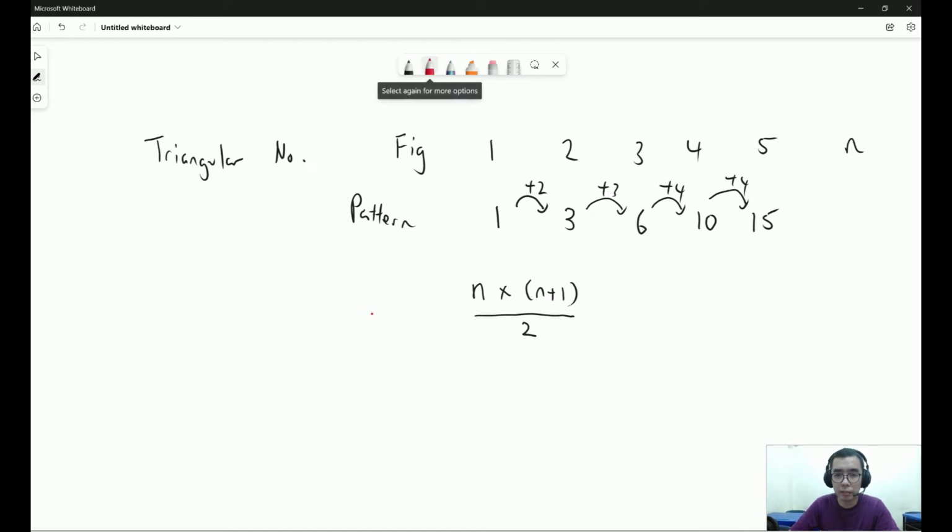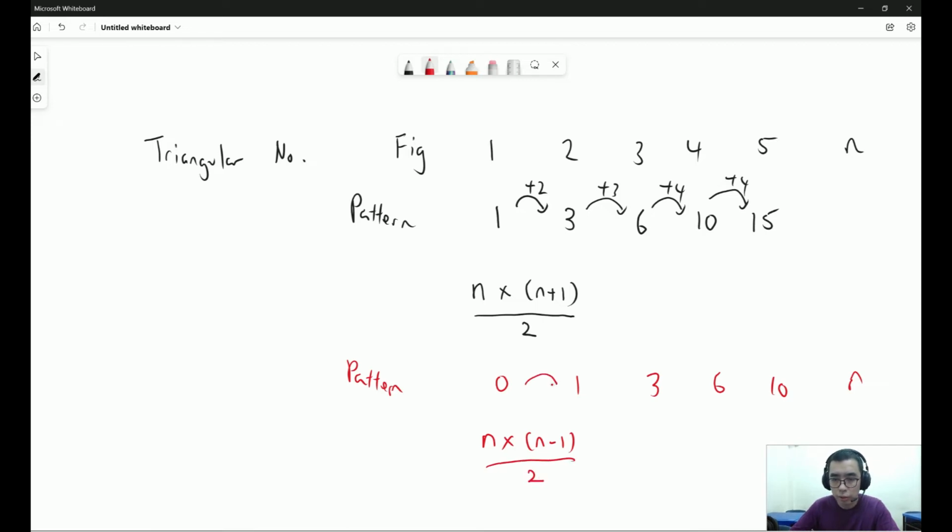Now let me give you other examples. Let's say we have a pattern where for figure 1, maybe we have 0 first. So 0, 1, 3, 6, 10. You notice that it's almost the same as the previous pattern, just that it starts with 0 instead of starting with 1. The general form for the n-th term will be n times (n minus 1) over 2. If you look at what happened, there is always an incremental increase, 3 plus 4.